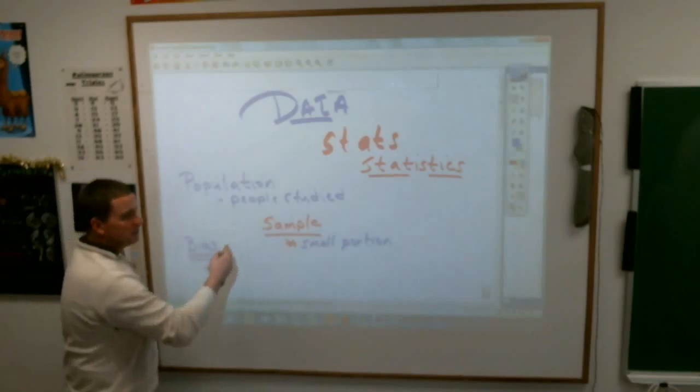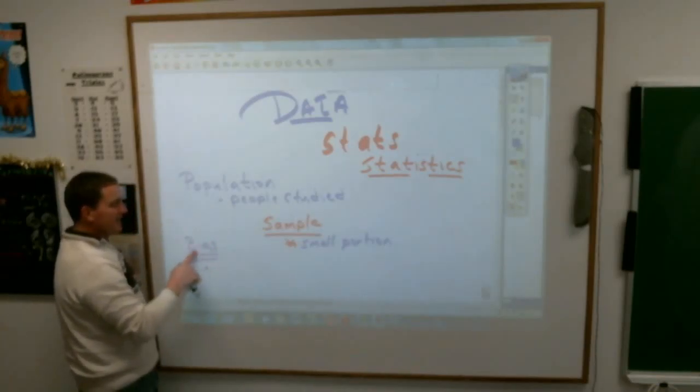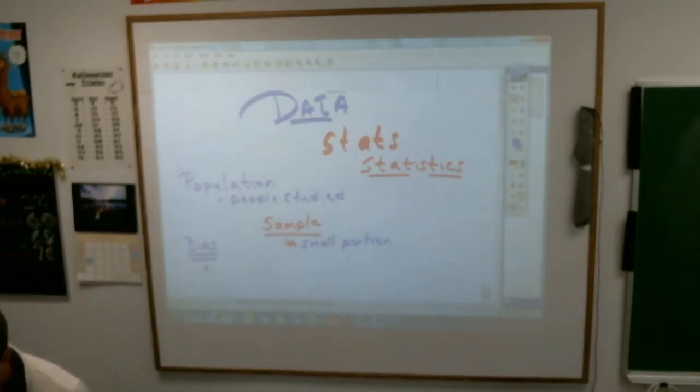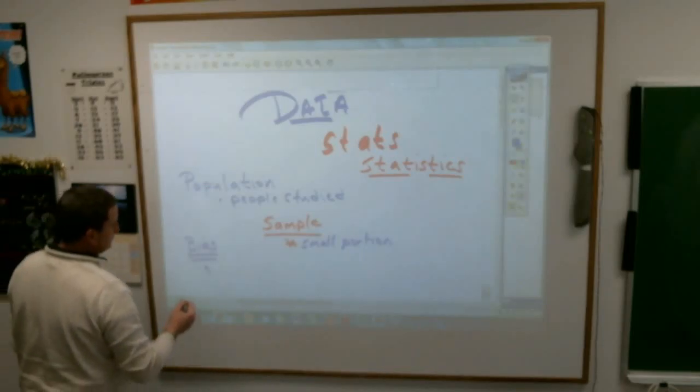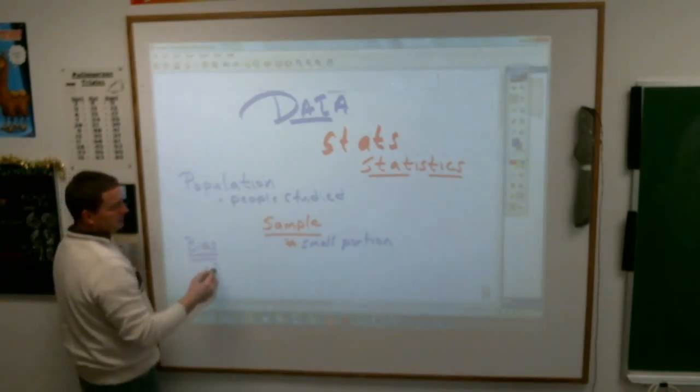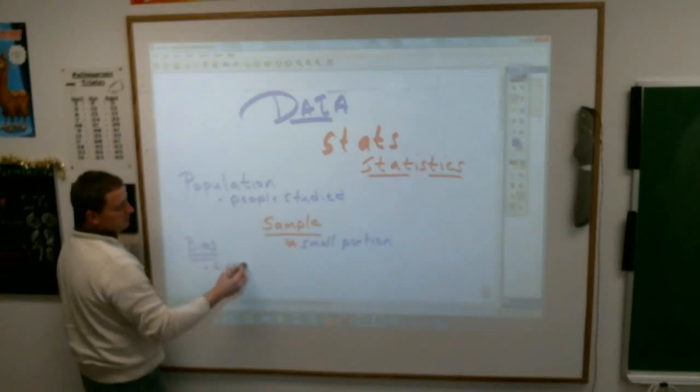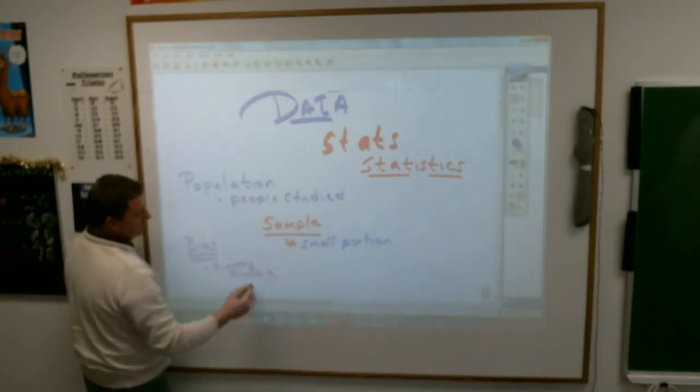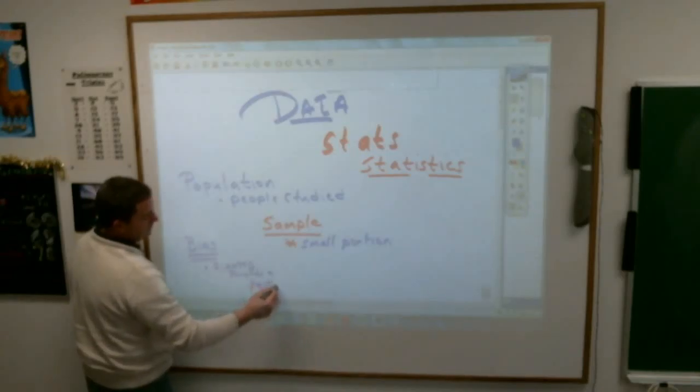When you take your sample, make sure it's not biased. The word bias means a slant towards a particular point of view.